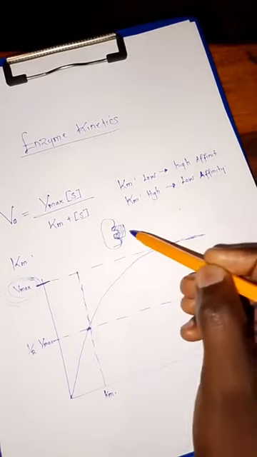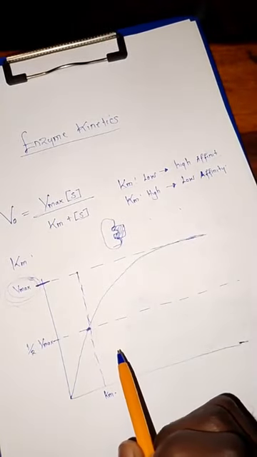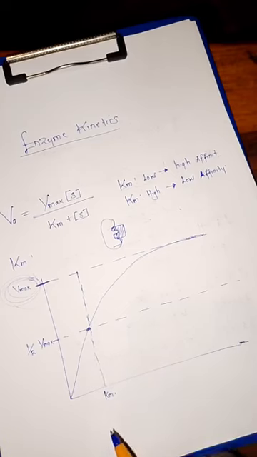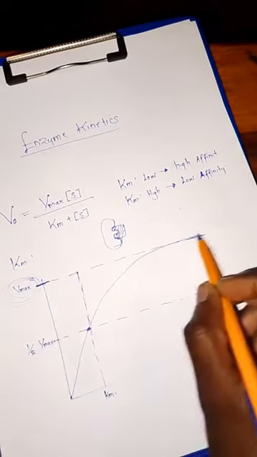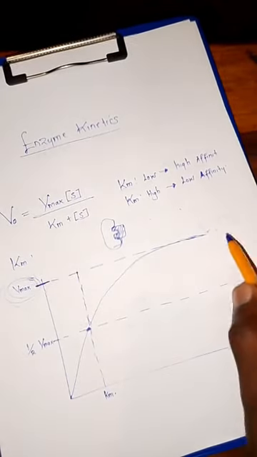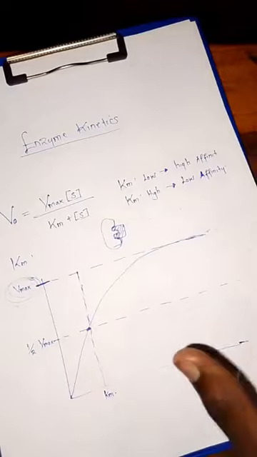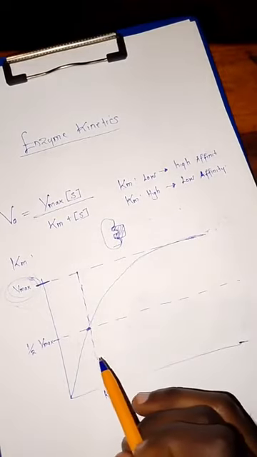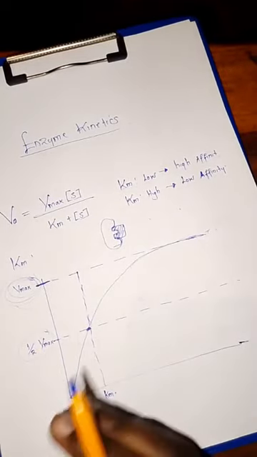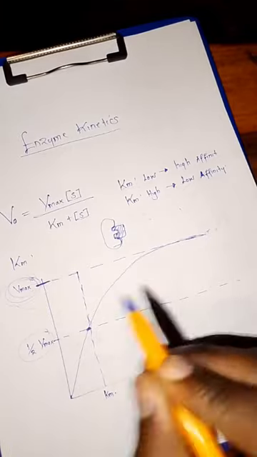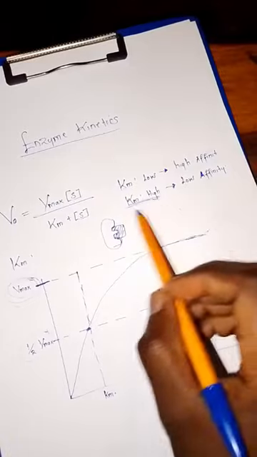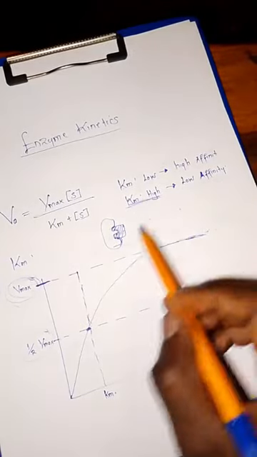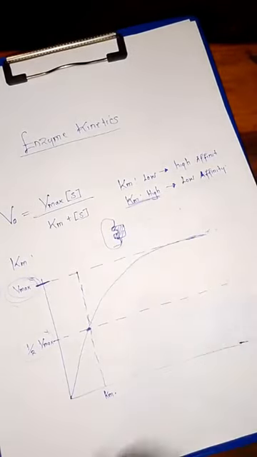So now, when a competitive inhibitor binds to the active site of this enzyme, the Vmax is going to remain the same. This maximum velocity, or the maximum rate of reaction, is not going to be altered or changed. Half of the Vmax also remains the same. What is going to change is the Km. The Km is going to increase, and we know that when the Km becomes high, the affinity of the enzyme for its substrate is going to be low.